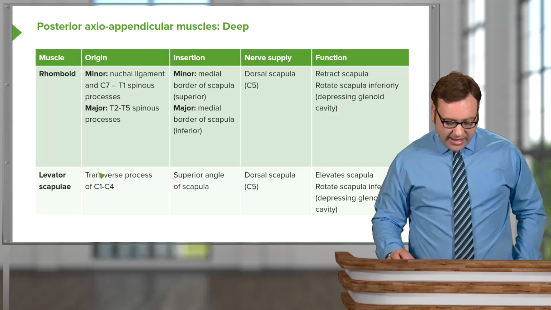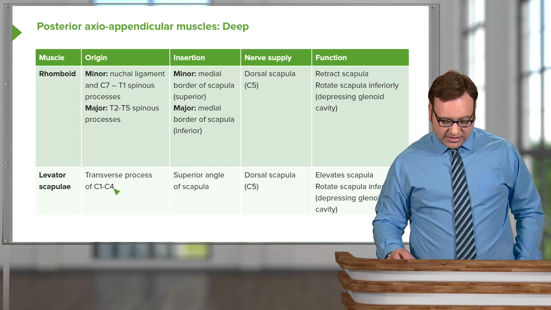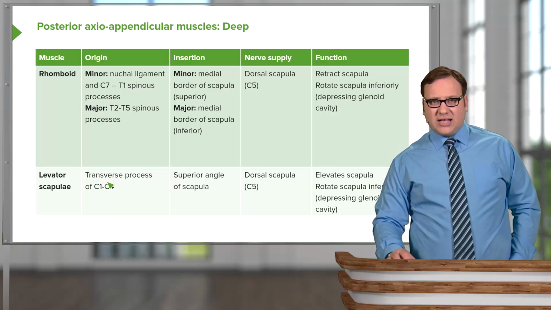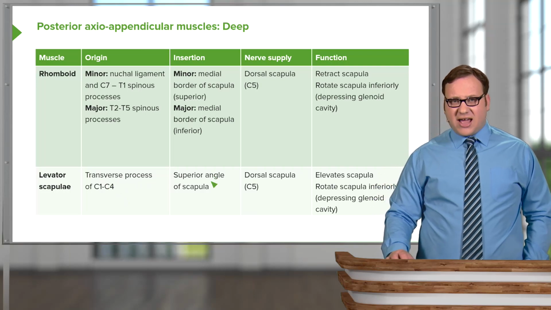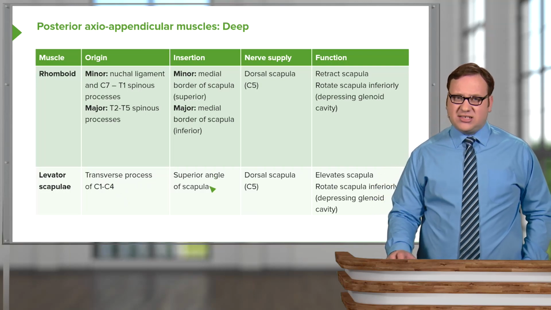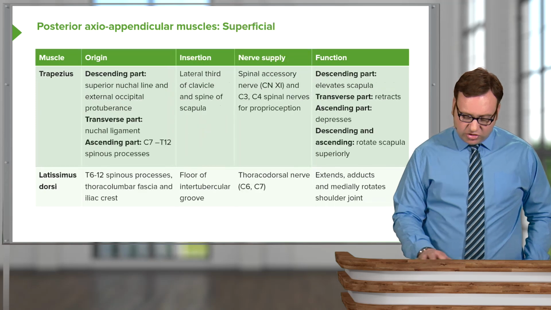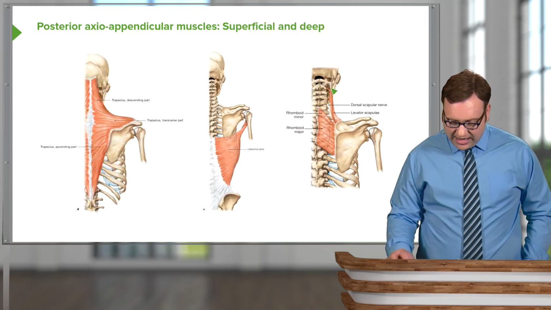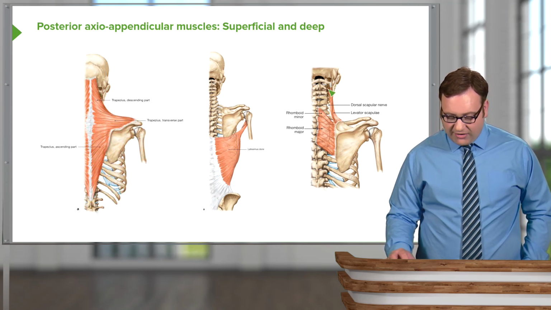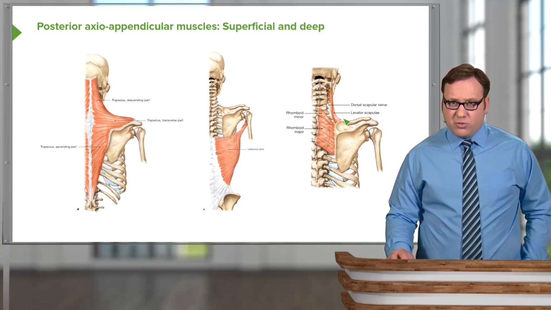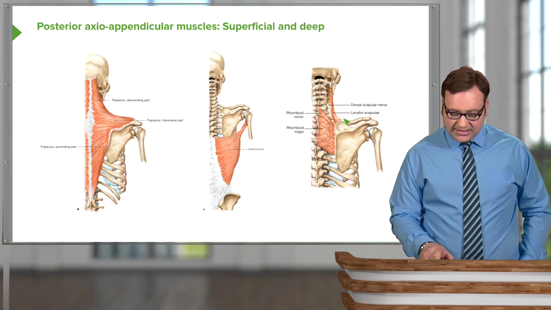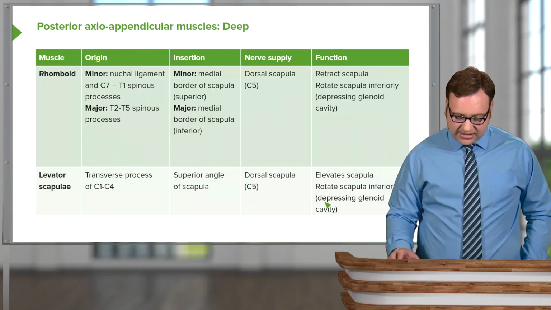Levator scapulae is running from the transverse processes of C1 to C4. That's where it's coming from, and it runs down to the superior angle of the scapula, so that when this muscle contracts, we can see its origin here. When it contracts, this distance is going to be shorter. This is going to stay where it is. It's going to remain stable, which results in the scapula moving upwards. So we're elevating the scapula.